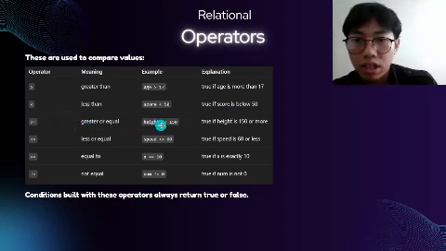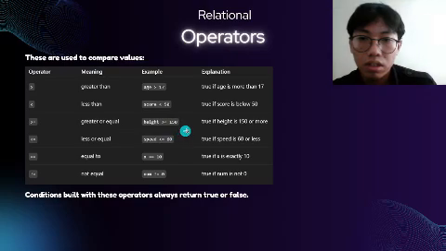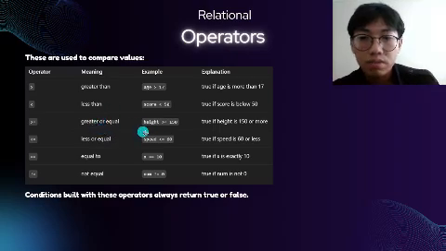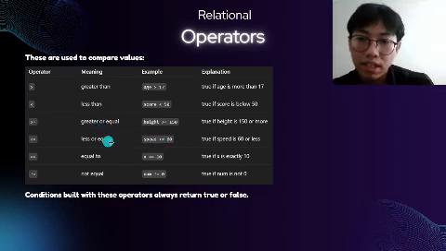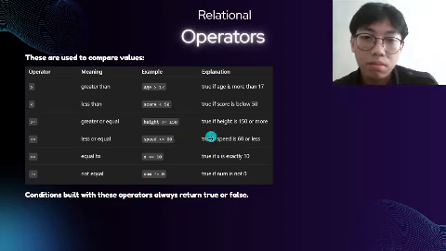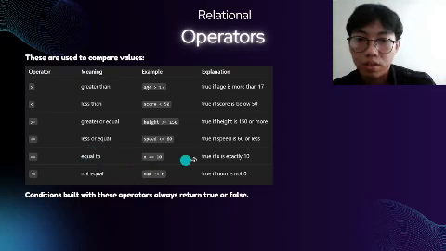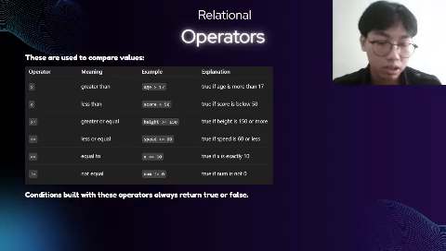Greater or equal. If height is greater or equal to 150, it is true if height is 150 or more. Less or equal. If the speed is less or equal to 60, it means true if speed is 60 or less. Equal to. True if x is exactly 10. Not equal. True if number is not 0. Conditions built with these operators are always either true or false.